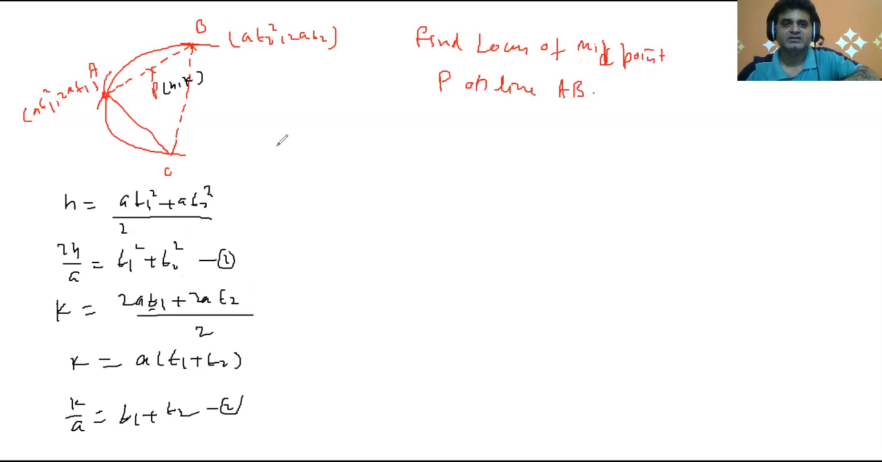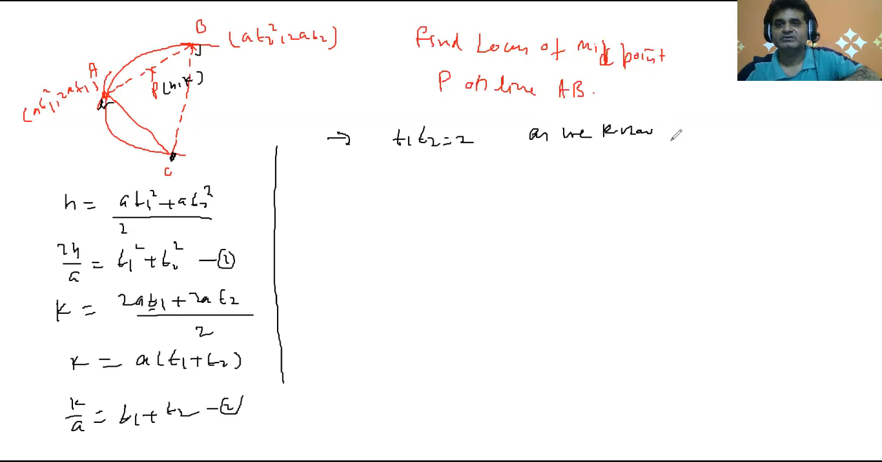Now, since the normal at A and the normal at B intersect at a point C, we know that t1 t2 is equal to 2, as we discussed also. So this is equation number 3.